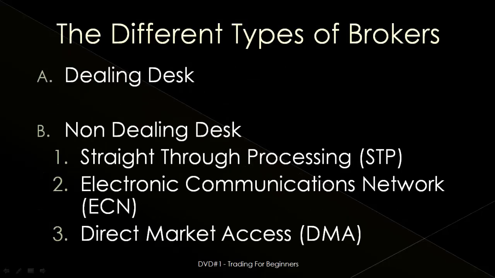There are essentially two different types of brokers. First, you have the dealing desk brokers, and then you have non-dealing desk brokers. Non-dealing desk brokers can be broken down further. We have straight-through processing, or STP. We also have electronic communications network brokers, or ECN. And we also have direct market access brokers, or DMA. Let's now take a look at each of the different types of brokers in a bit more detail.